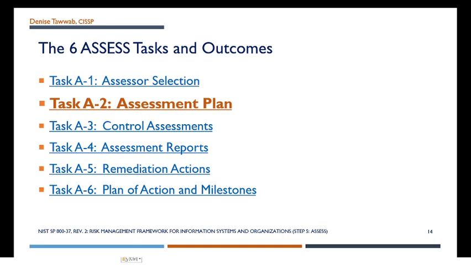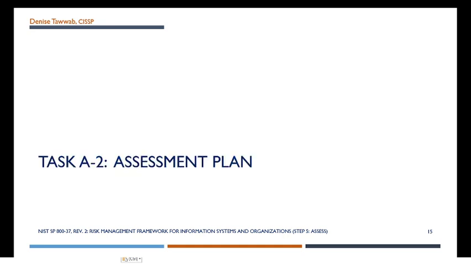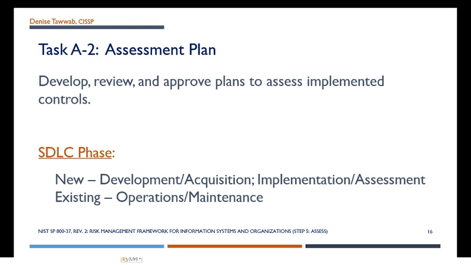The next task in the assess step of the risk management framework is task A2, the assessment plan. In this task, you develop, review, and approve plans to assess implemented controls. This can happen at the development acquisition phase for a new system, also at the implementation assessment phase. And for existing systems, task A2 will be happening at the operations maintenance phase.